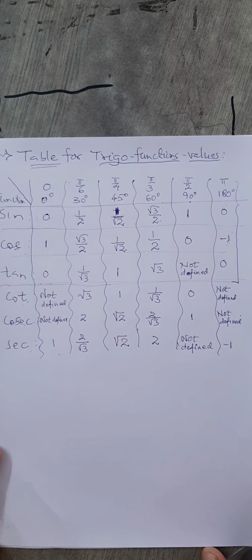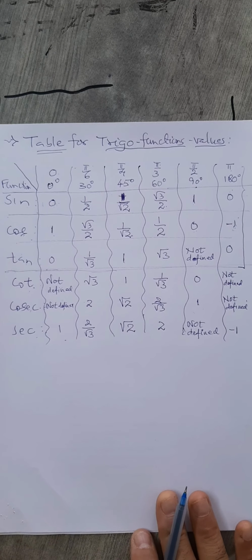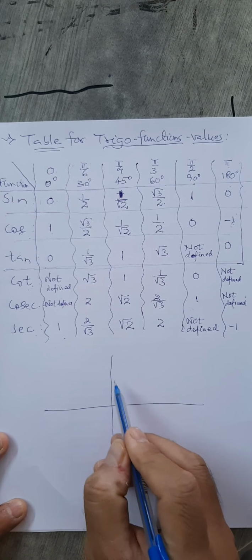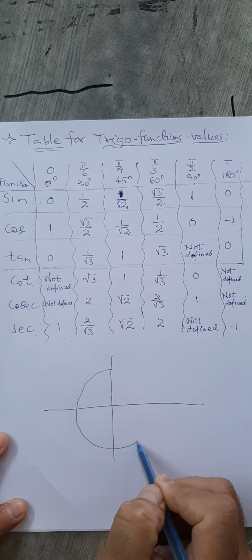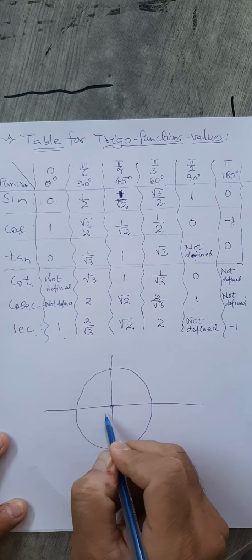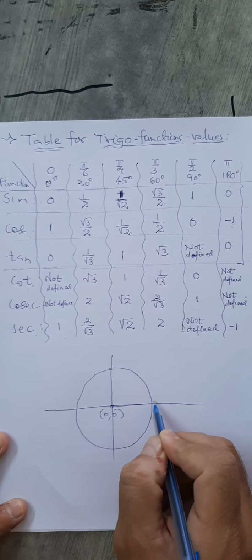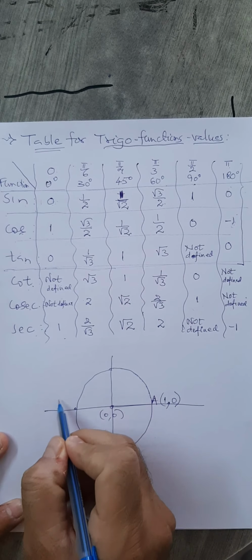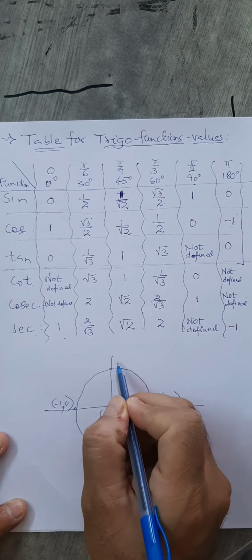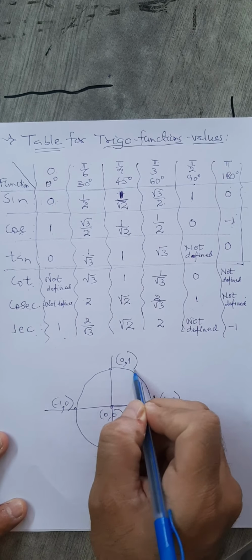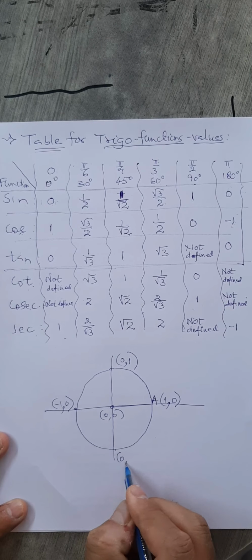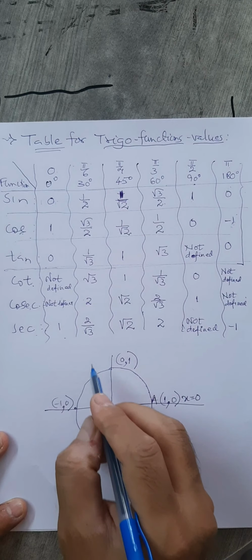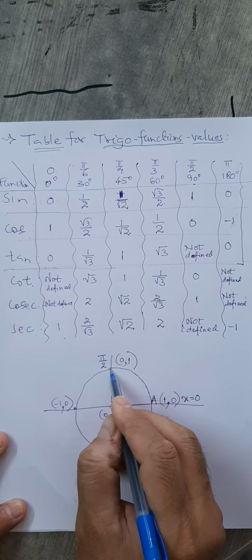Now if I again just come back to the unit circle over here. You know that the unit circle is a circle with center at 0, 0 and radius 1 unit. So this is point A where you have coordinates 1, 0, here coordinates -1, 0, here coordinates 0, 1, here coordinates 0, -1. What is arc length here? X equals 0. What is arc length here? Pi by 2.